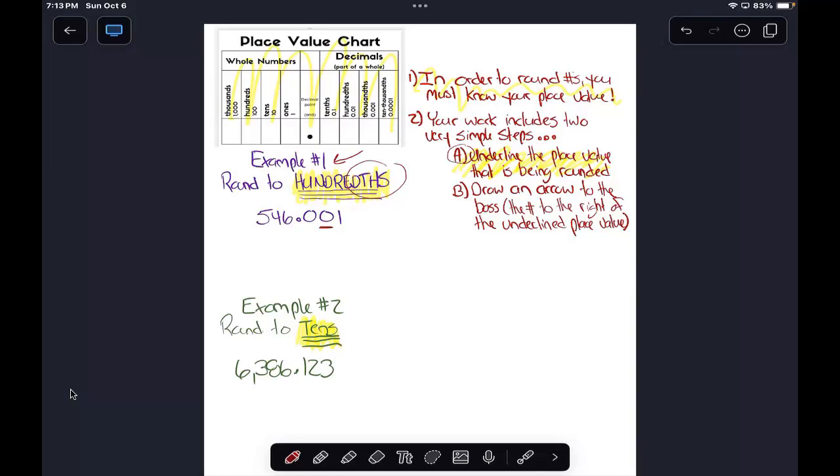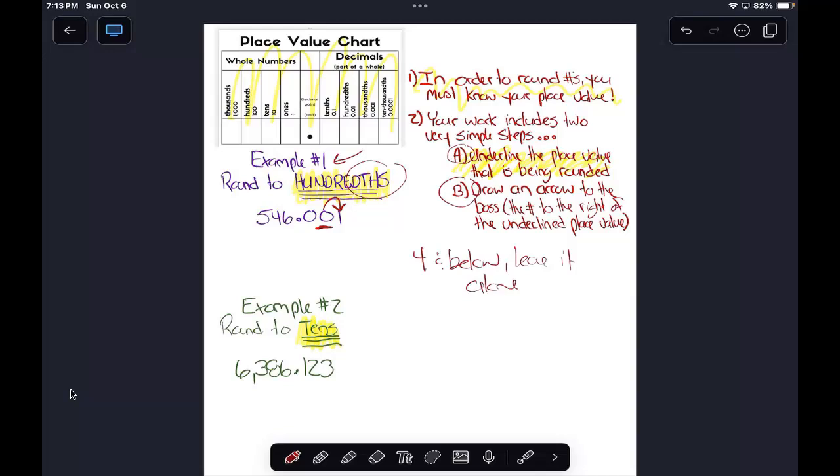Then what I'm going to do is step B. I'm going to draw an arrow to the boss, which is the number to the right of the underlined place value. The boss happens to be the number 1. So I underlined the place value being rounded. I drew an arrow to the boss. You should know that if the number that is the boss, the number that we draw the arrow to, is 4 and below, you leave it alone, and it would be the number we're rounding.